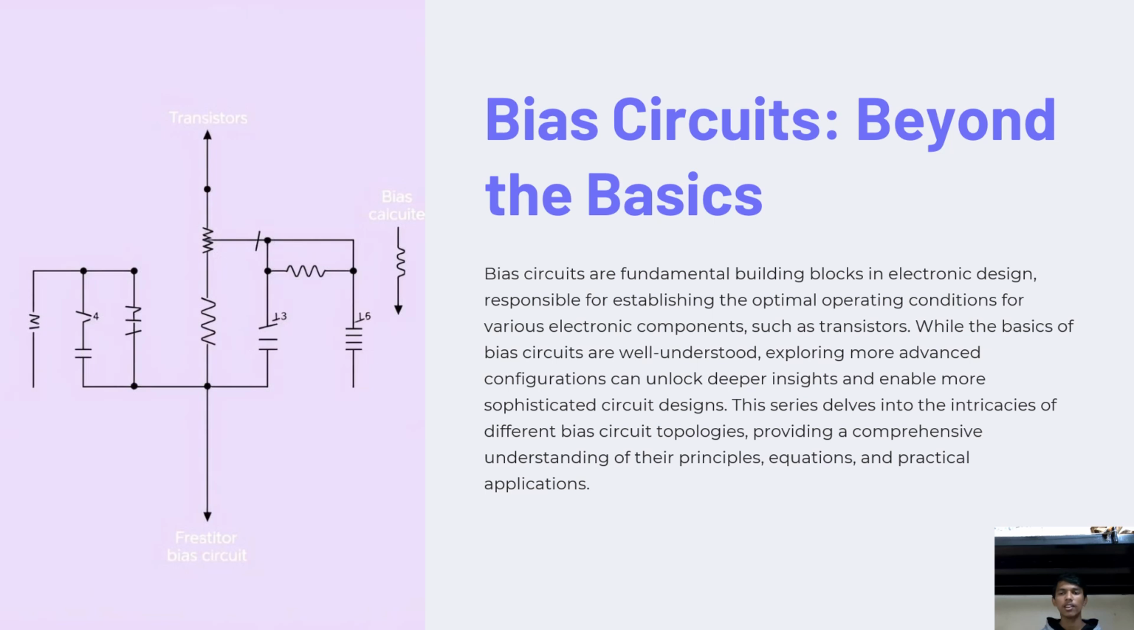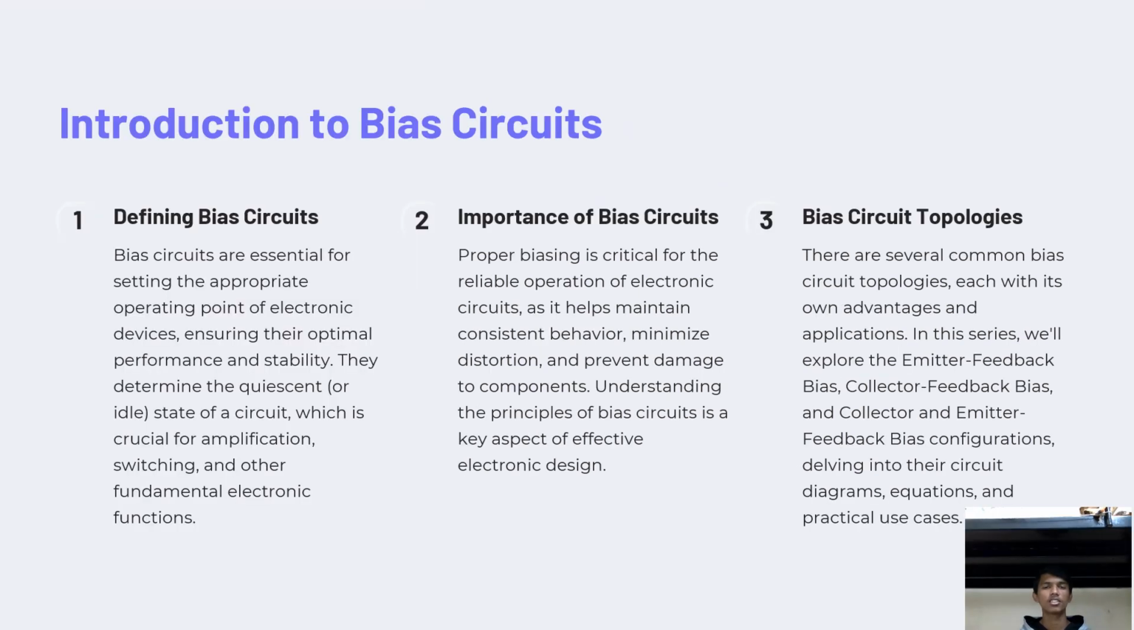This series delves into the intricacies of different bias circuit topologies, providing a comprehensive understanding of their principles, equations, and practical applications. Introduction to bias circuits. Defining bias circuits. Bias circuits are essential for setting the appropriate operating point of electronic devices, ensuring their optimal performance and stability. They determine the quiescent state of a circuit, which is crucial for amplification, switching, and other fundamental electronic functions.